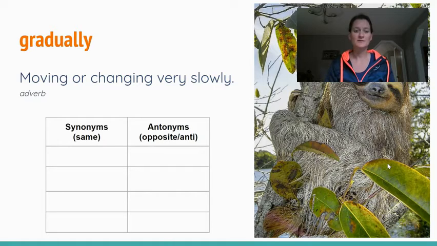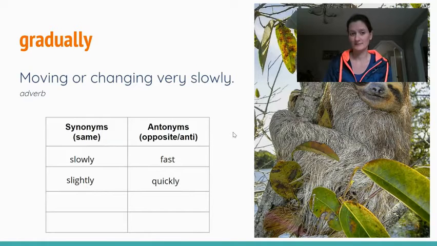Okay, so our first word was gradually, moving or changing very slowly. So some synonyms for that word would be words that mean the same thing, such as slowly and slightly. Okay, those would be synonyms. Maybe you can think of some more, I'm not sure. An antonym for gradually would be fast or quickly, because think about how a sloth moves. It's not fast and it's not quick. So those are the opposite of gradually. Okay, maybe you can think of some more, which is great.